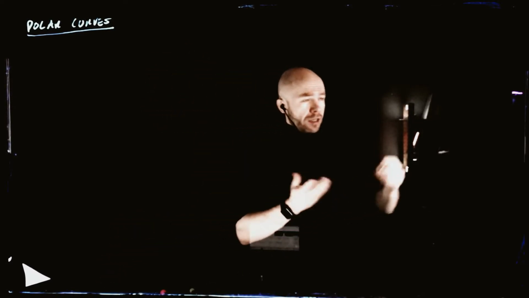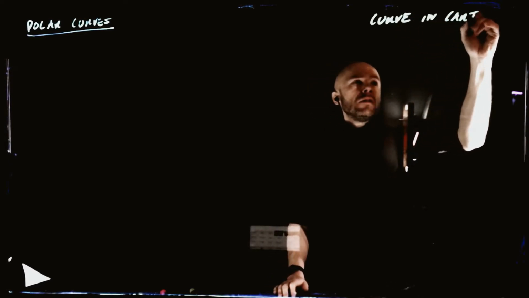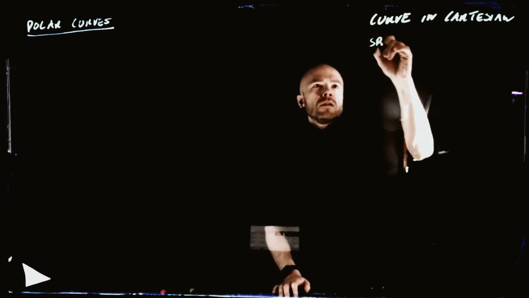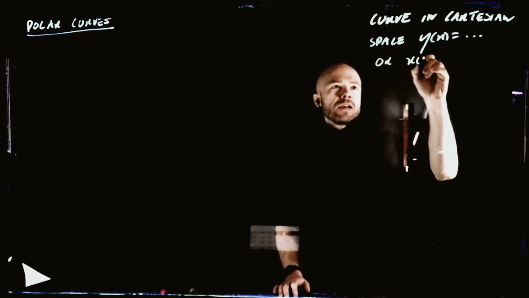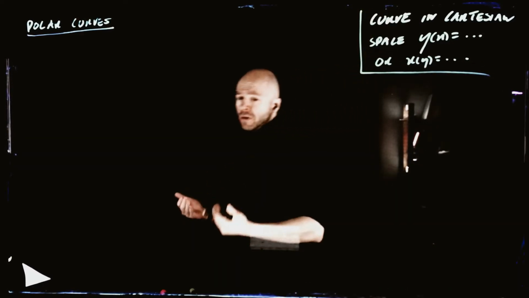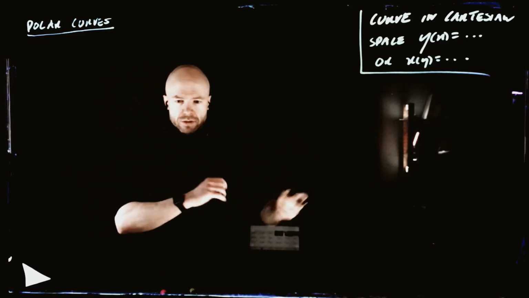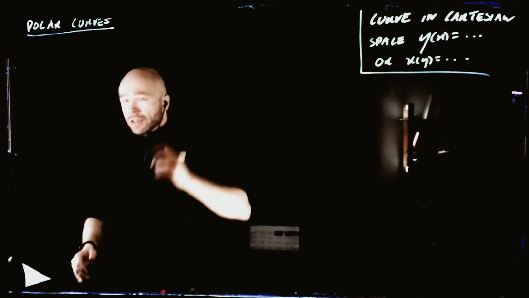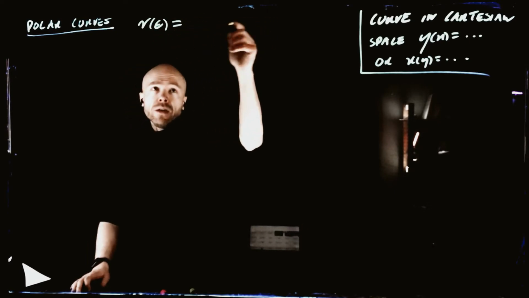So in Euclidean space, in Cartesian space, we're used to describing curves like this. A curve in Cartesian space would be defined by a graph like y of x equals something, or x of y is equal to something. If we're going to have a curve in polar coordinates, we're going to have something similar, except now our variables are the angle and the radius. So one of the things we can have is r of theta equals something depending on theta.